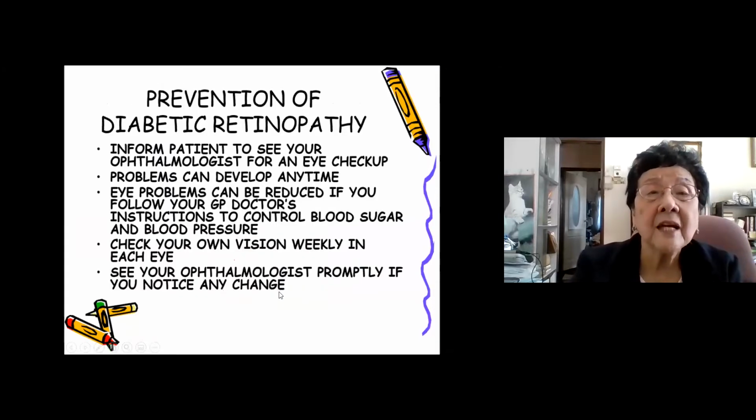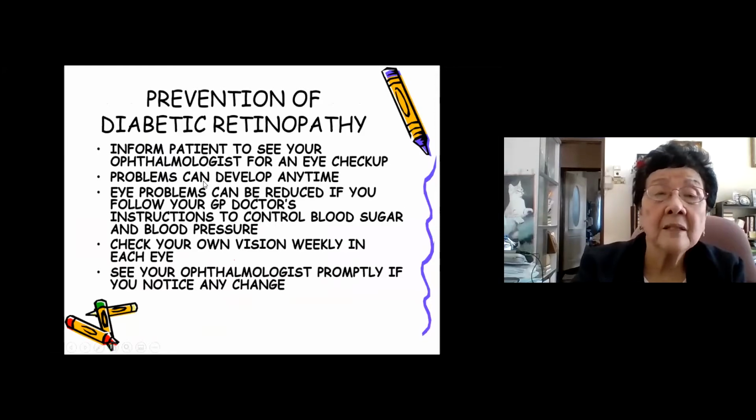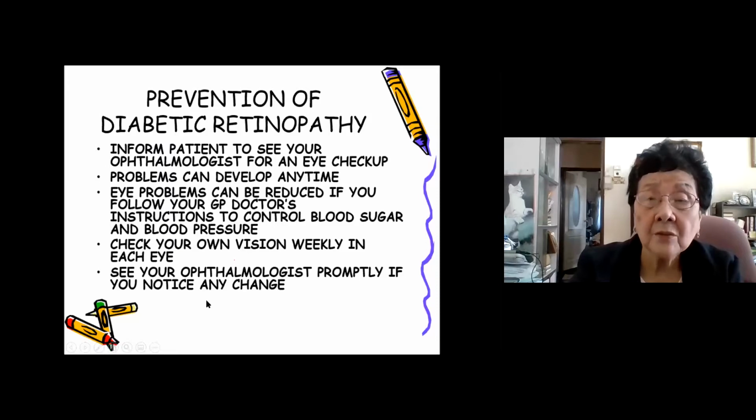And prevention of diabetes means you inform the patient to see the ophthalmologist for an eye checkup. The problems can develop anytime. Eye problems can be reduced if you follow your GP doctor's instructions to control blood sugar and blood pressure. Check your own vision weekly in each eye. It's not difficult. Look in the mirror and just cover one eye. See your ophthalmologist promptly if you notice any change.